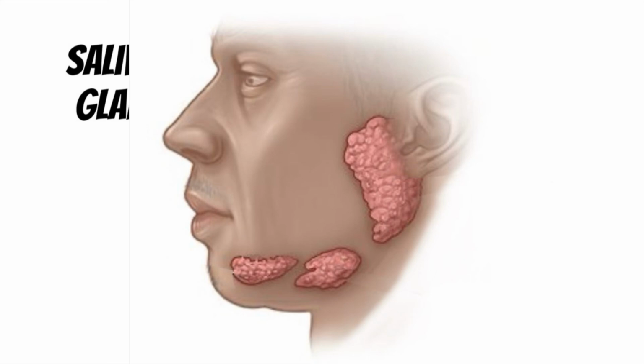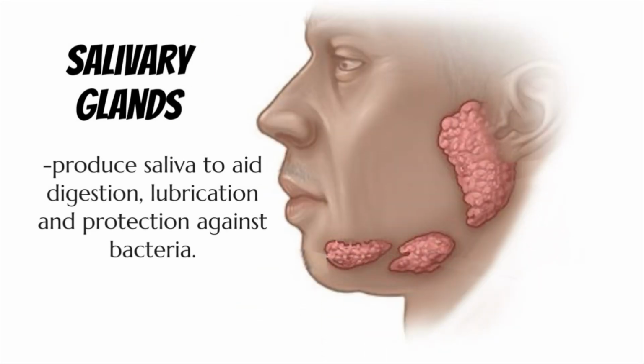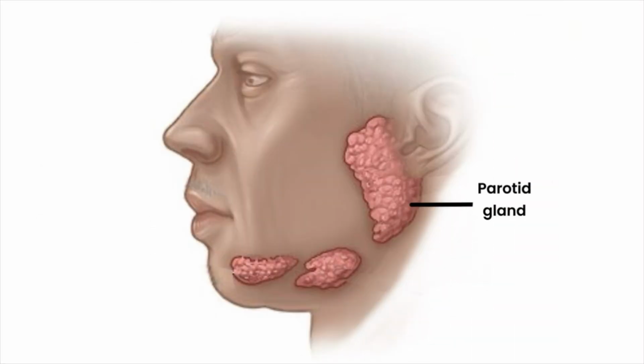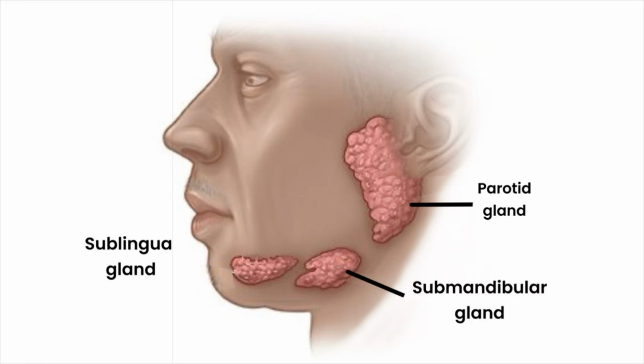The salivary glands are important to the oral cavity because they aid in digestion, lubrication, and protect against bacteria. They include the parotid gland, found on both sides in front and just below the ear, the submandibular gland, located just below the jaw, and the sublingual gland, located under the tongue.